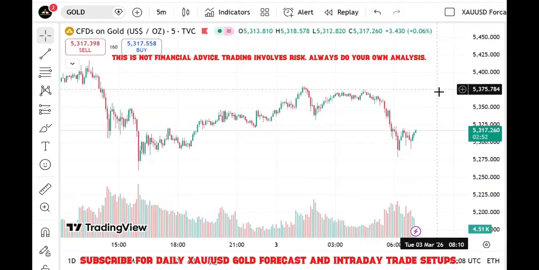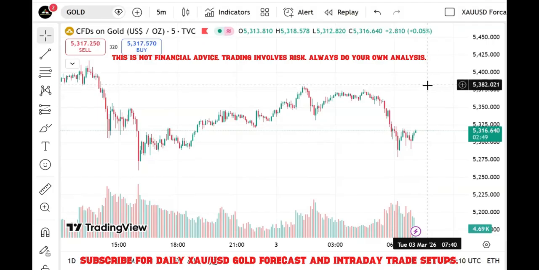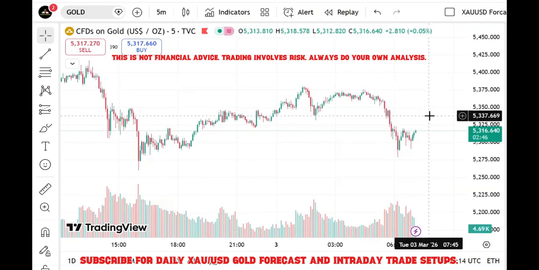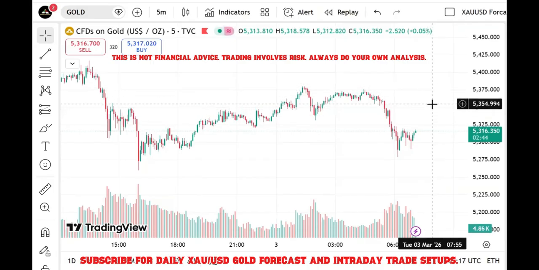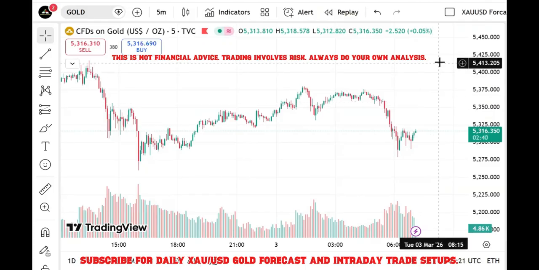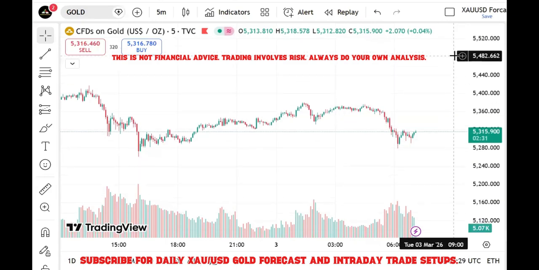So my entry would be 5,382. My stop loss would be 5,355. My target 1 would be 5,415. My target 2 would be 5,440. My target 3 would be 5,475. The rule here is simple.